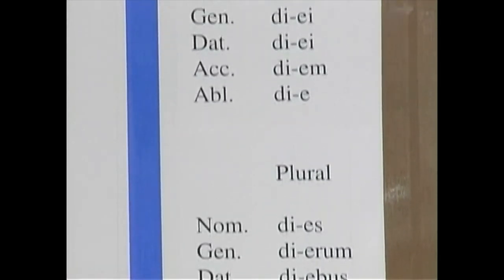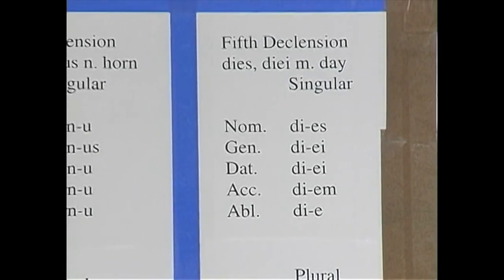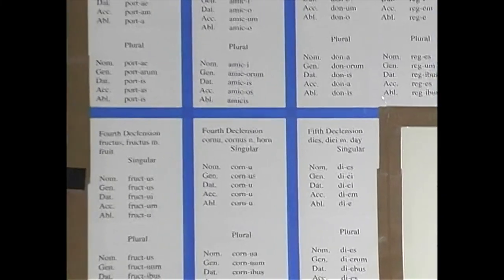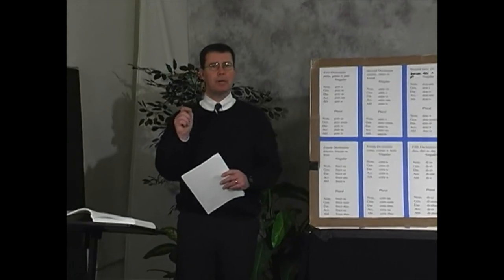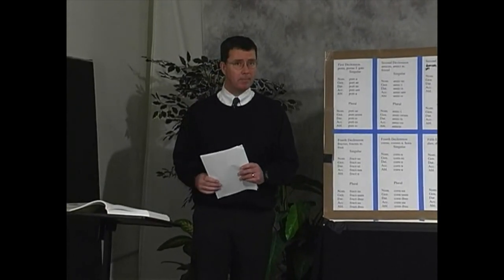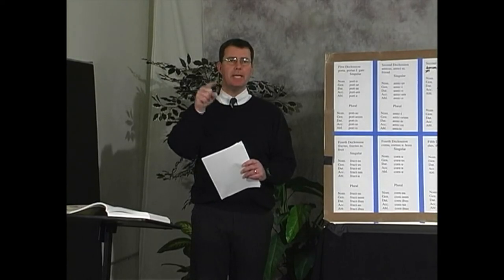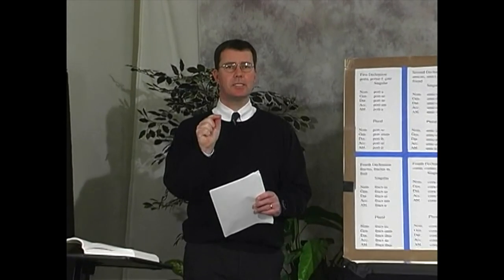Another noun of the fifth declension would be spes, or as it is pronounced in ecclesiastical pronunciation, spes. But the pronunciation that I learned is classical. Spes, spei, spei, spem, spe. And this word means hope. Spes, spei, feminine, hope. The declension once again: spes, spei, spei, spem, spe; spes, sperum, spebus, spes, spebus.